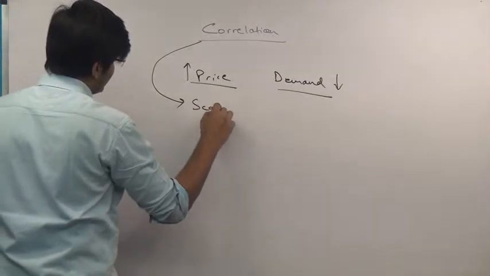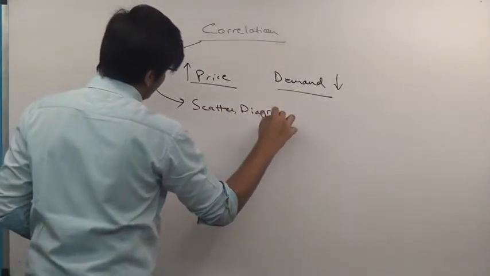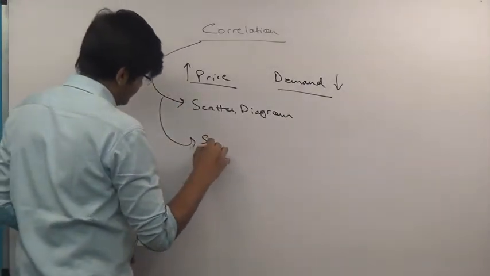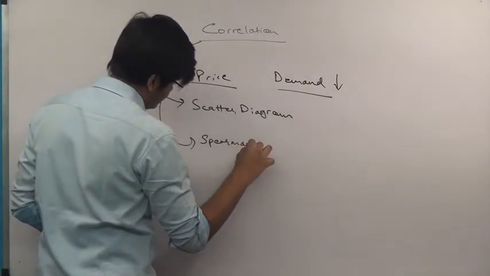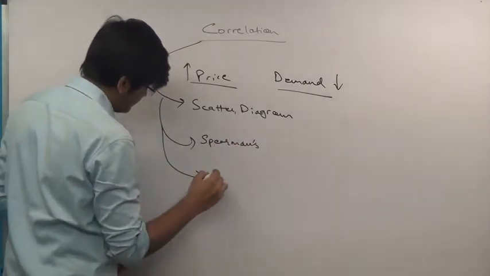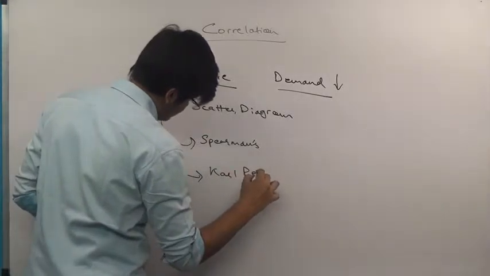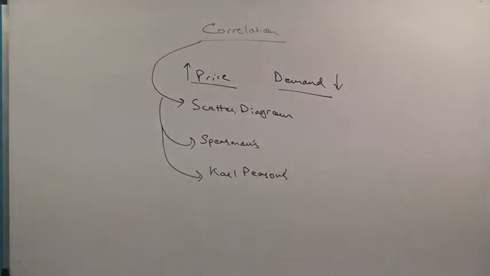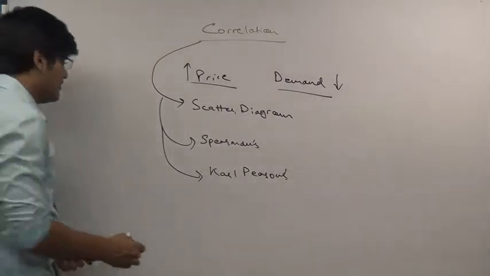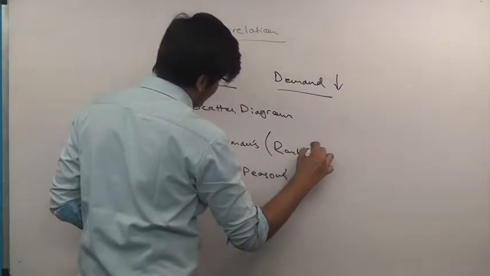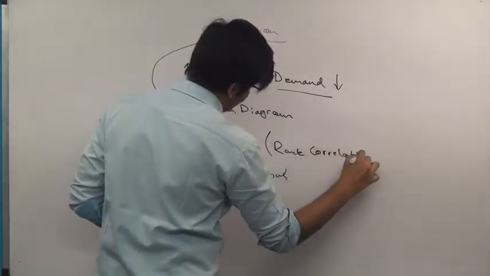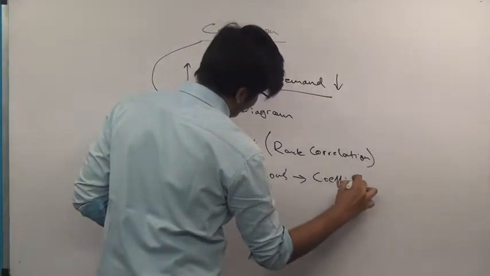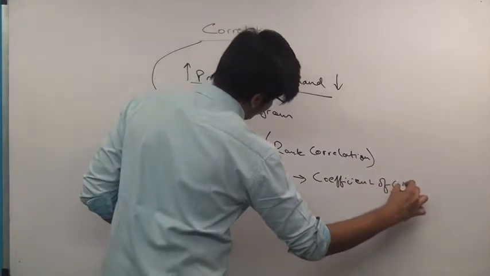One is scatter diagram, Spearman's method, and we have Karl Pearson's method. Fine. Now this is meant for rank correlation and this is coefficient of correlation.